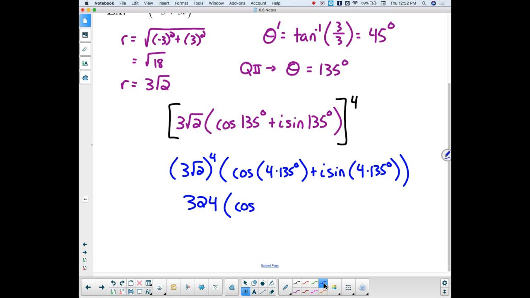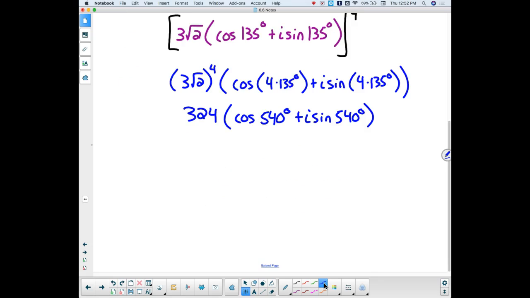4 times 135 degrees is 540 degrees. But I don't like 540, do I? Outside my first lap. So this would be 324 times the cosine of, I think it's 180, right?